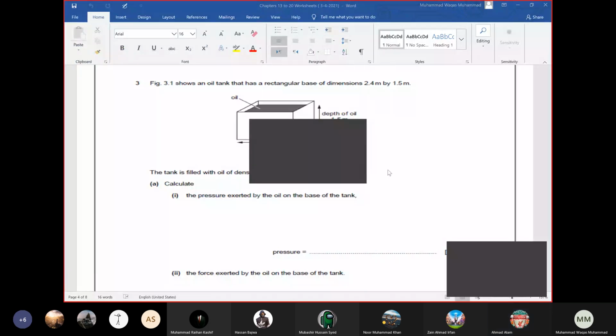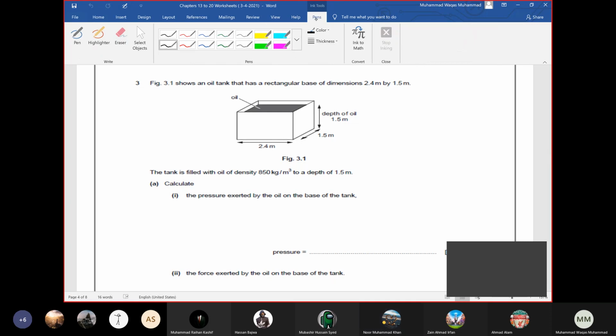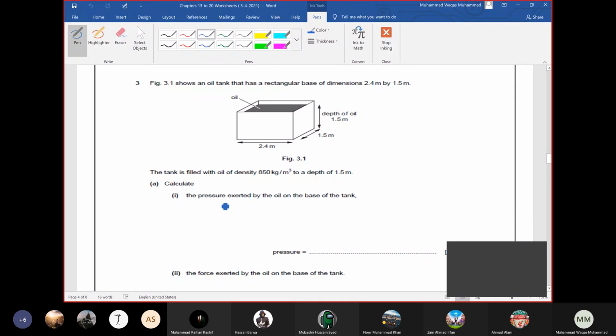Let's do the next question. The question says a figure shows an oil tank that has a rectangular base of dimensions 2.4 meter by 1.5 meter. The tank is filled with oil of density 850 kilogram per cubic meter. Now, beta, calculate the pressure exerted by the oil on the base of the tank.